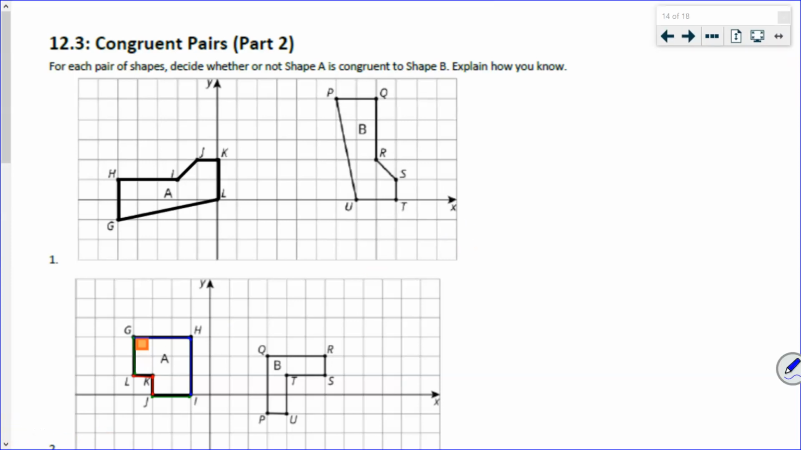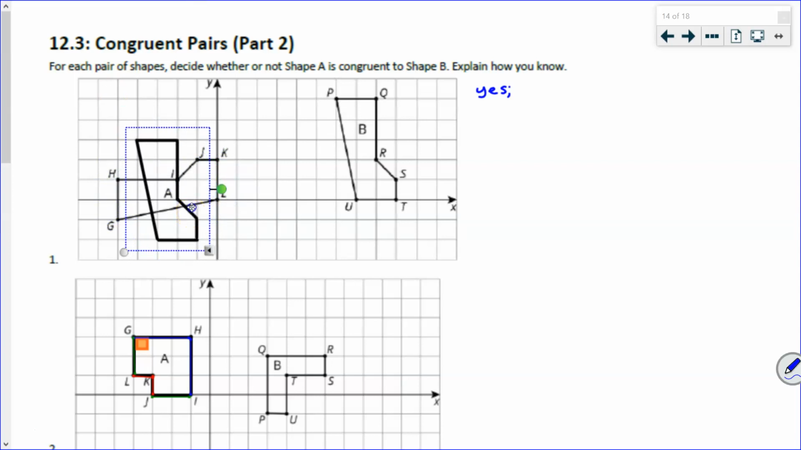We're going to go through this next section quickly. Part 1, is A congruent to B? Who says yes, raise your hand. Who says no, raise your hand. Okay, why no?